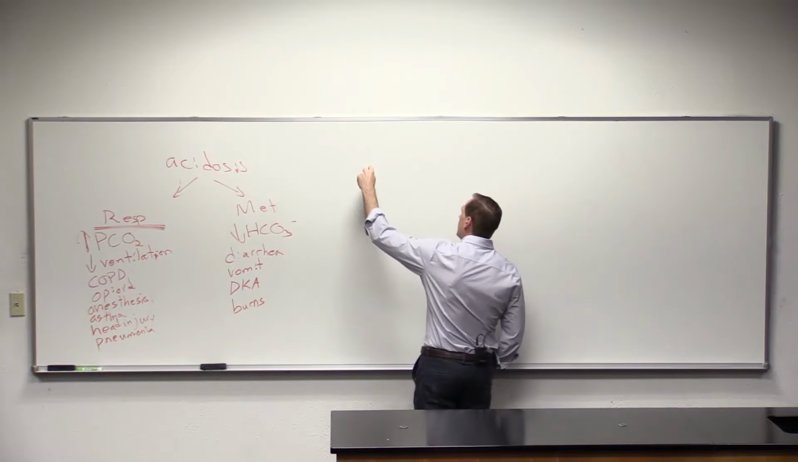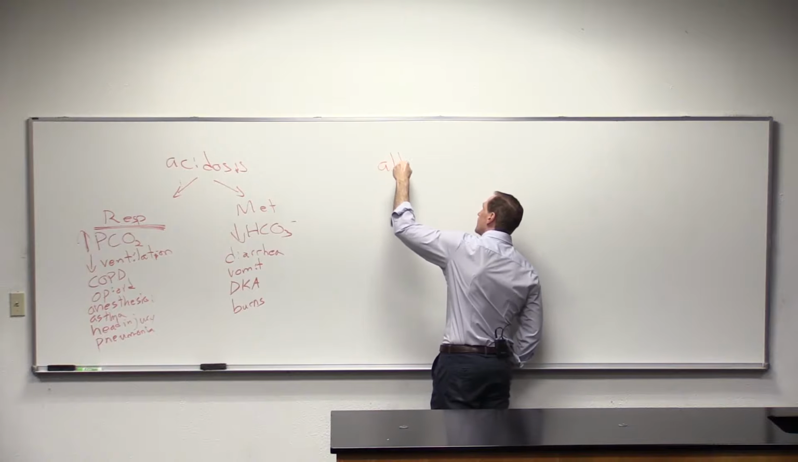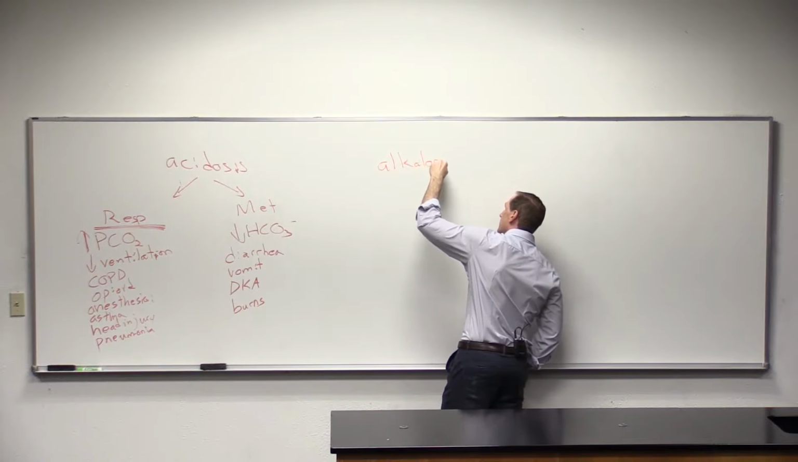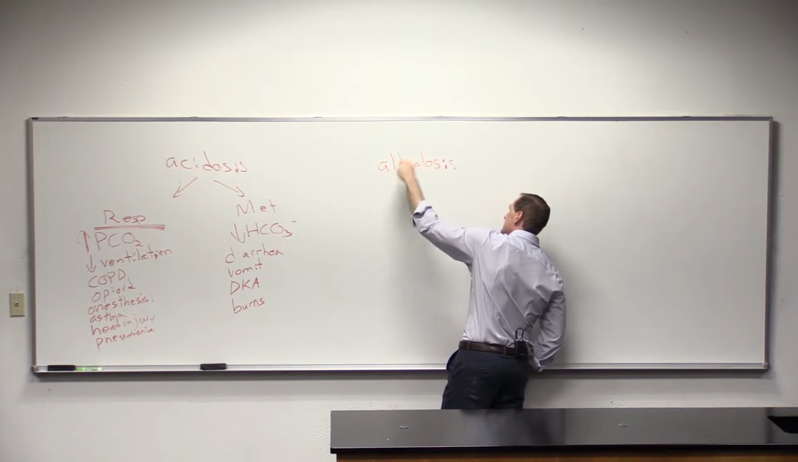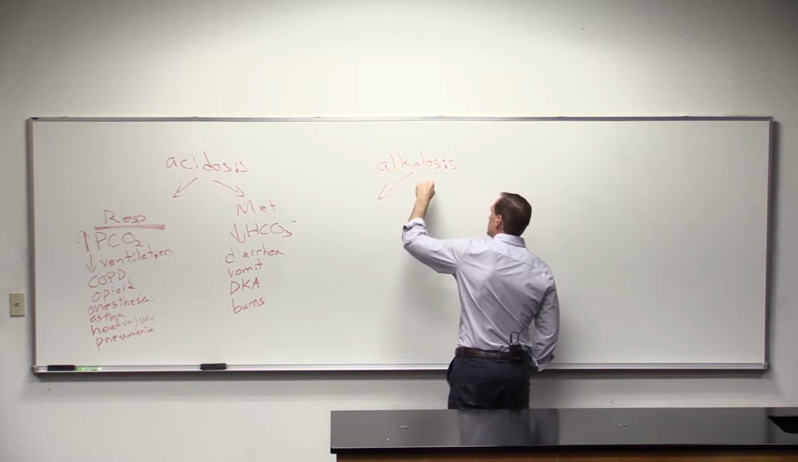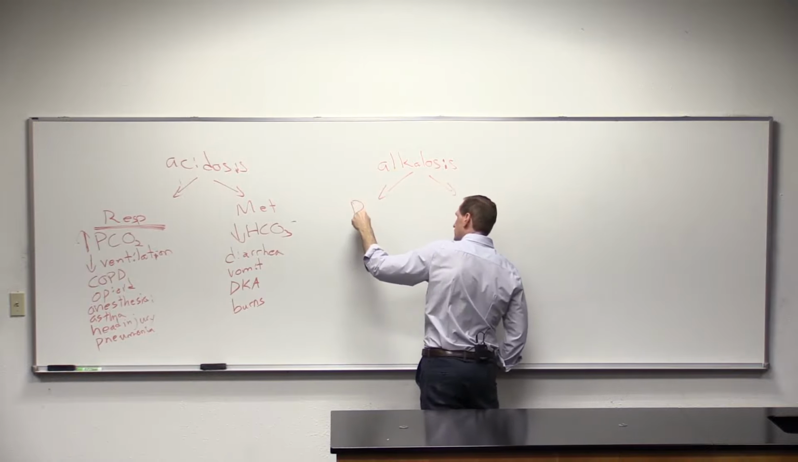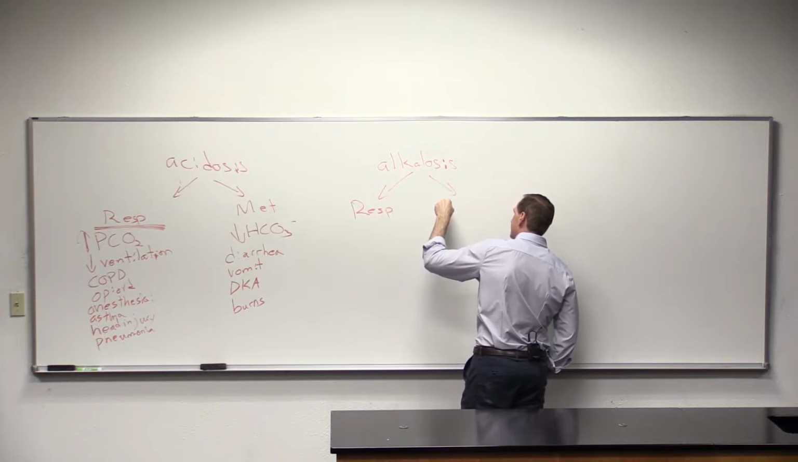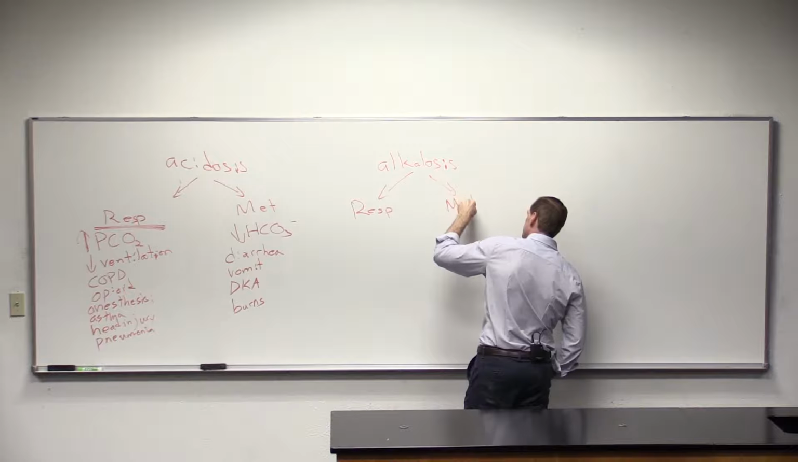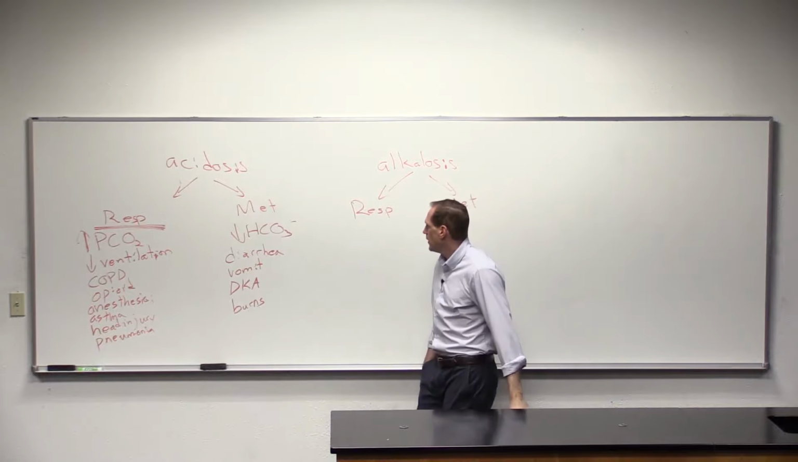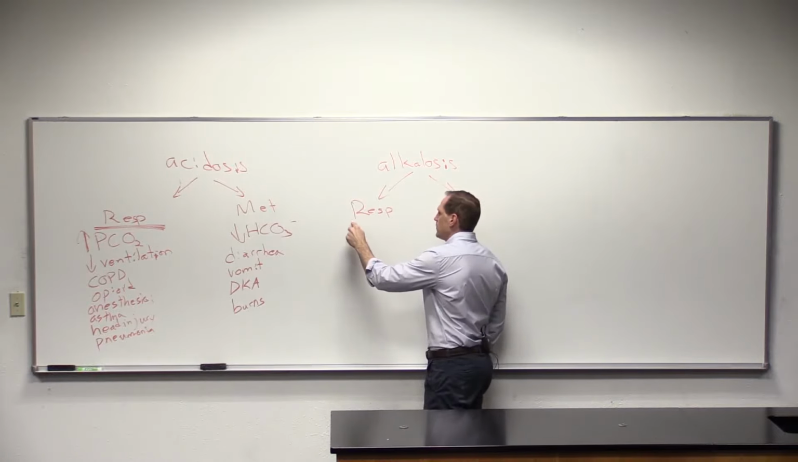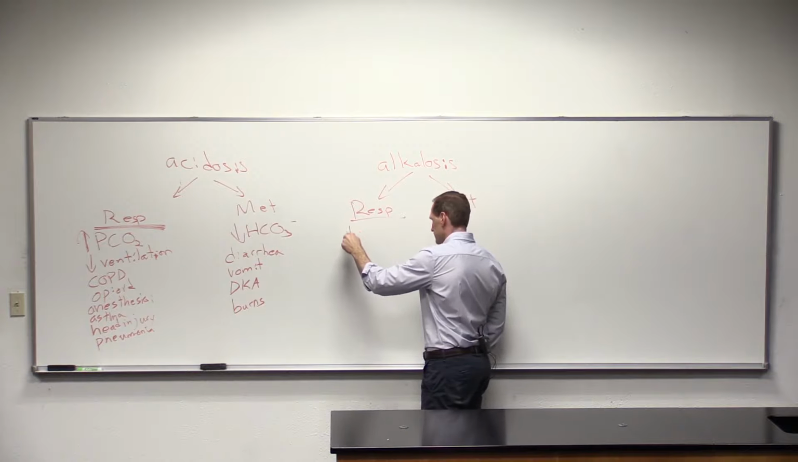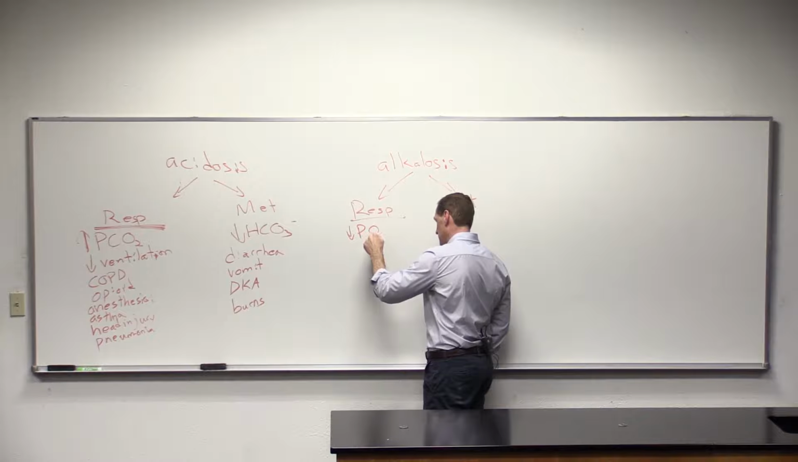Now, in terms of alkalosis, we can have respiratory and metabolic. So under respiratory, what will we see? What's the lab value we would see? Low PCO2.